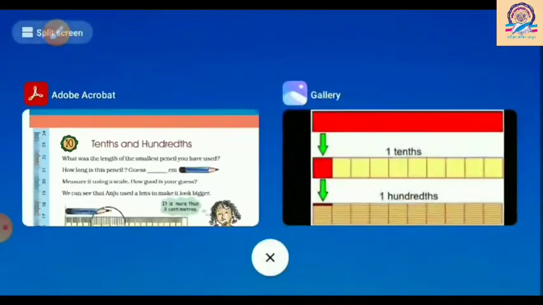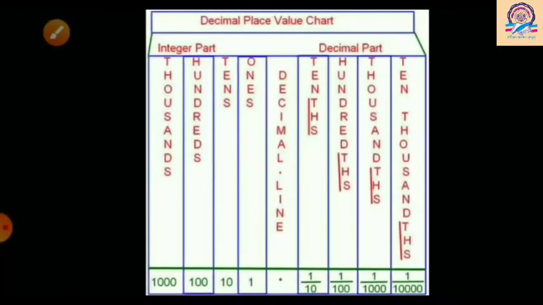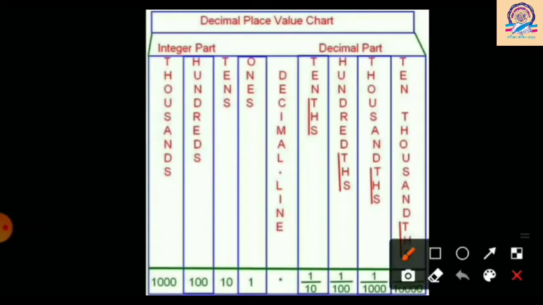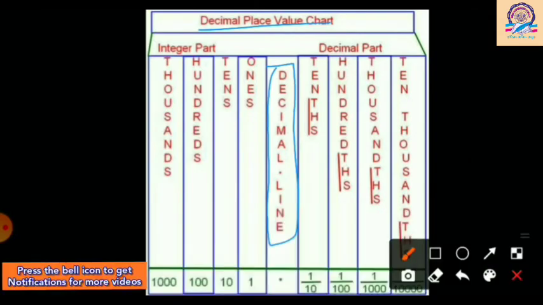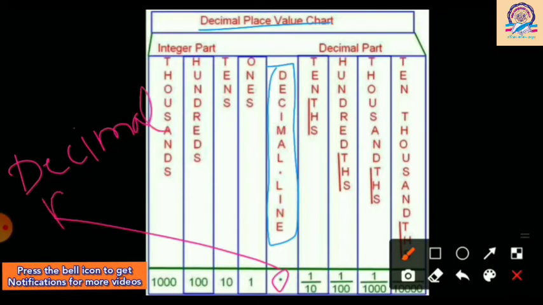Let me open the place value chart here. Okay, here is the decimal place value chart. The most important thing here is the decimal line. Here a point is placed, so it is known as the decimal point. Decimal, and point. Remember this name. This point is a very special point. It is known as the decimal point.